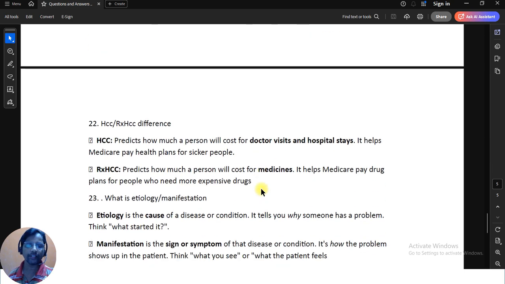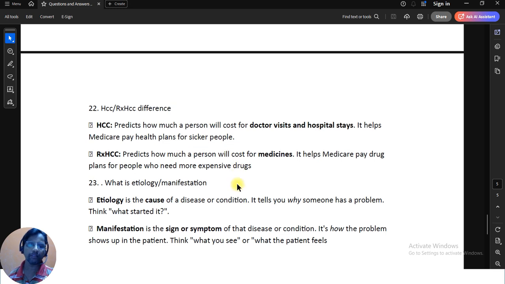Okay. So next one is, what is the difference between HCC and RxHCC? HCC predicts how much a person will cost for doctor visits and hospital stays. It helps Medicare pay health plans for sicker people. Okay. So next, prescription HCC or RxHCC predicts how much a person will cost for medicine. It helps Medicare pay drug plans for people who need more expensive drugs.